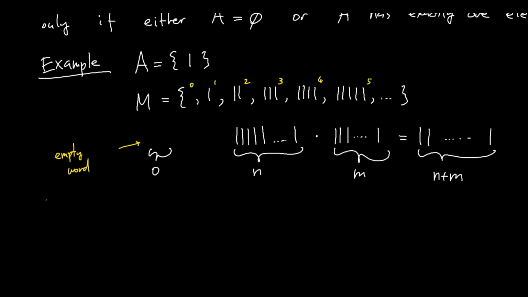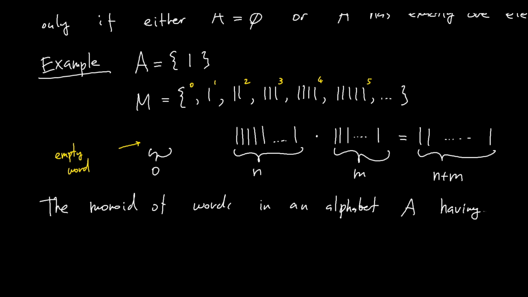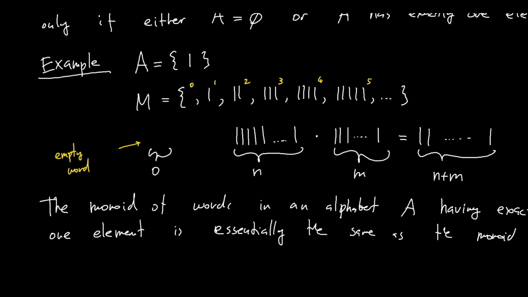So we could say that the monoid of words in an alphabet A having exactly one element is essentially the same as the monoid of natural numbers with addition as the operation.